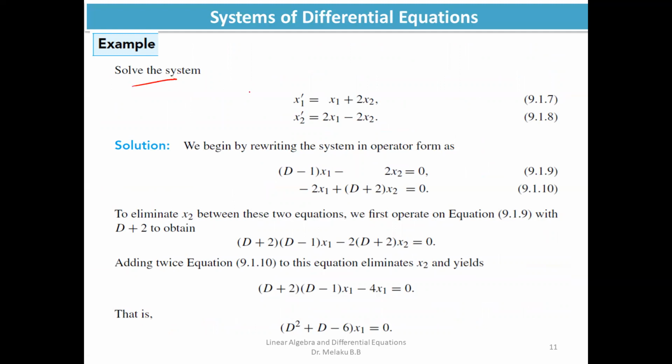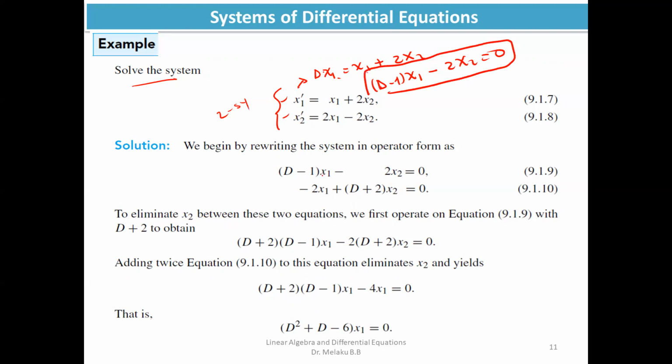Suppose we just solve the system. This is a good question. We have first order linear differential equations. These are two systems, because we have one and two. Therefore, what you have to do is this: x1 bar means dx1/dt, which is equal to x1 plus 2 times x2. But I can write it like this: (D minus 1) x1 minus 2 times x2 is equal to 0. So this one is the first equation. And similarly, you can put the second equation like this.